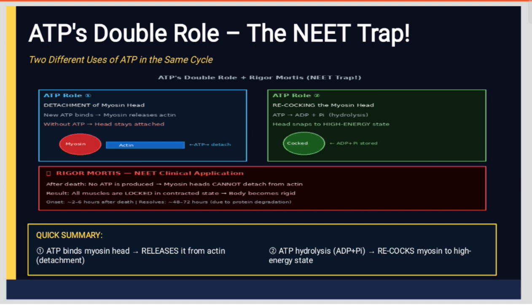Now, one-liner: rigor mortis equals no ATP, which means myosin cannot detach, muscle permanently contracted, body rigid. Rigor mortis is not due to excess calcium causing over-contraction; it is due to the absence of ATP preventing detachment. Muscles are locked because cross bridges cannot be broken.